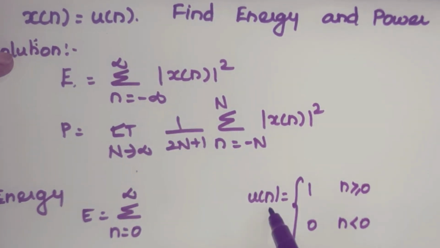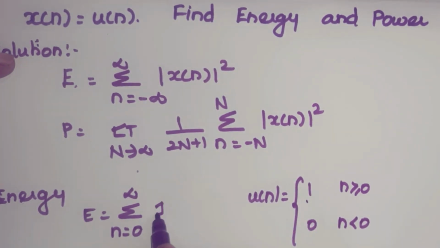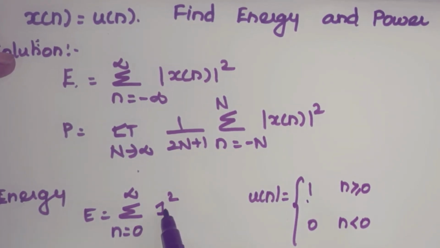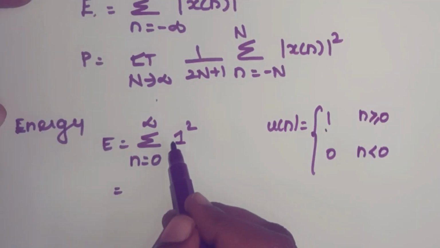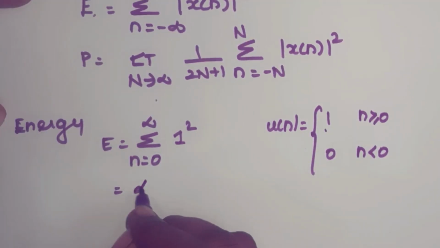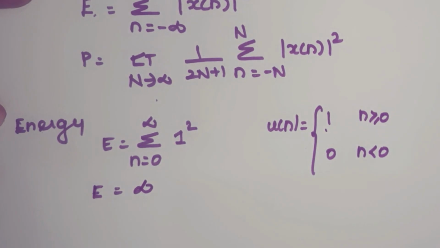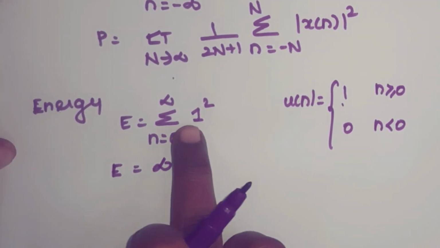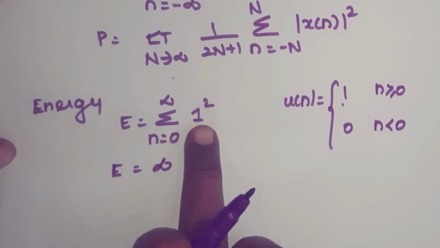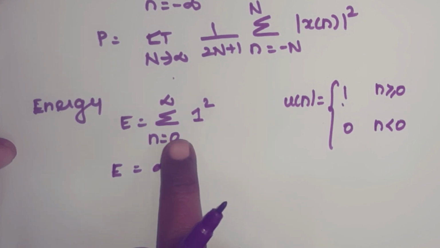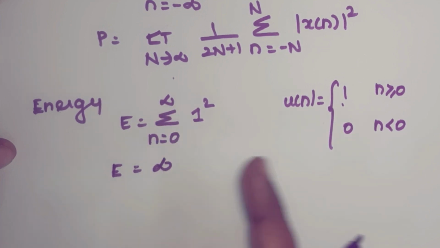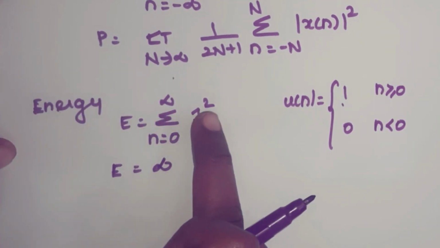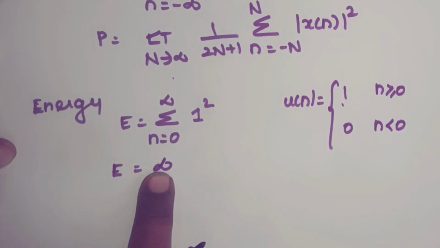What is x of n? U of n, and the value is 1. So 1 square. 1 squared is always 1. So here you are going to add 1 infinite times. 0 to infinity, that means infinite times you are going to add 1. So the answer is infinity. Energy value is infinity. Summation means we are going to add the value. Here we are going to add the constant 1. How many times? 0 to infinity times. That is infinite times. So infinity times we are going to add 1. So the answer is infinity.